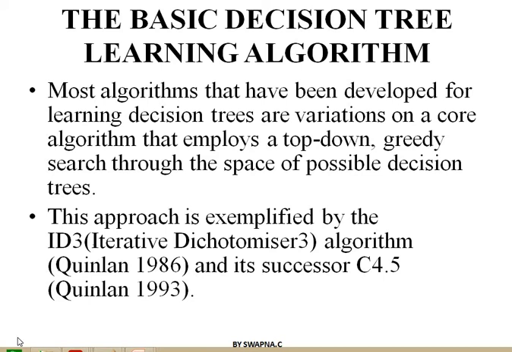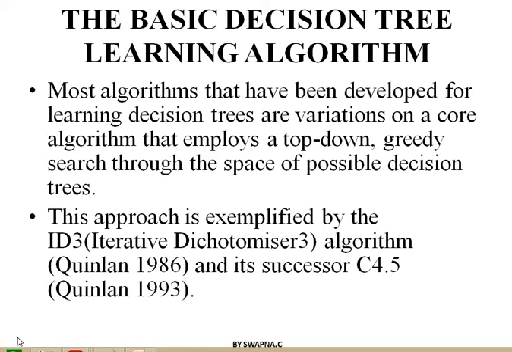Here it takes the core decision tree learning concept, and this algorithm also employs a top-down and greedy search through the space of possible decision trees. This approach is exemplified by two algorithms: the first one is ID3 and the second one is C4.5. ID3 was invented by Quinlan in 1986, and C4.5 was also invented by Quinlan, but in 1993.